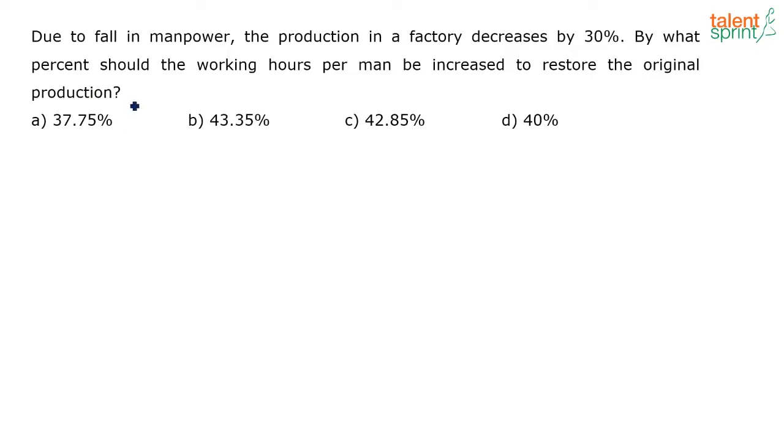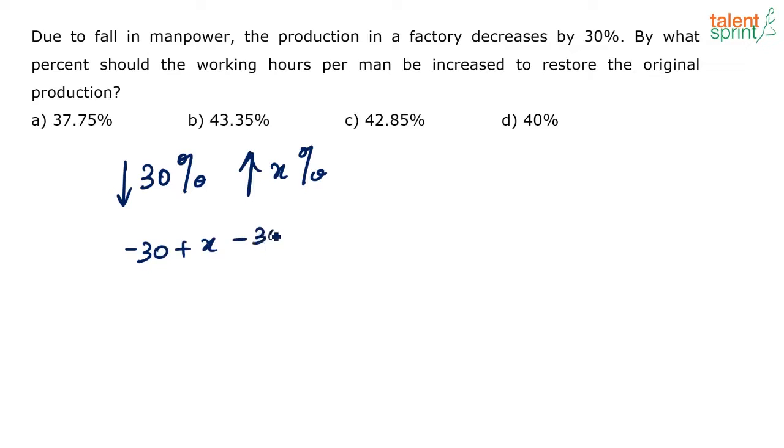See, due to fall in manpower, the production is decreasing by 30%. Now I have to increase it by X percentage so that I get the original production again. That means the effective change in percentage should become 0, correct? Once this happens, put it in the same formula. What will you get? You will get minus 30 plus X minus 30 into X by 100, right? That should be equal to 0.